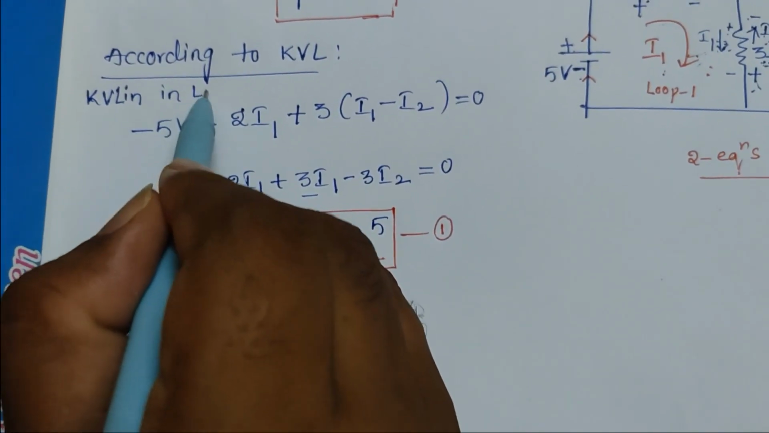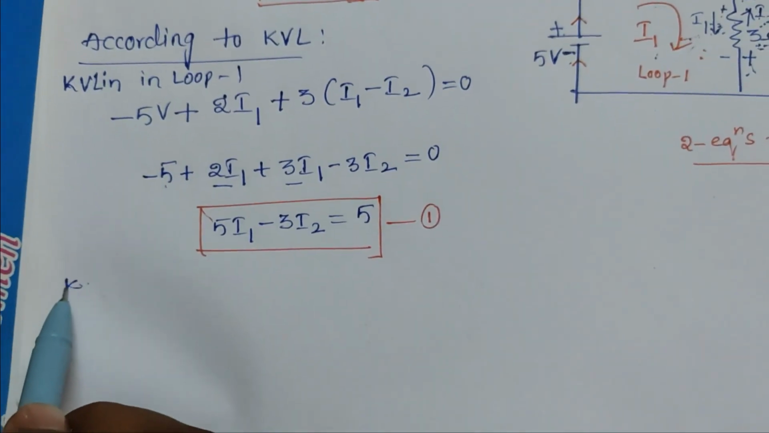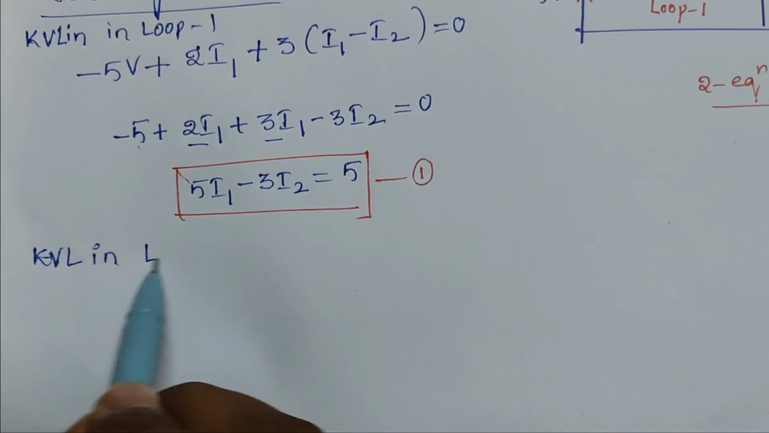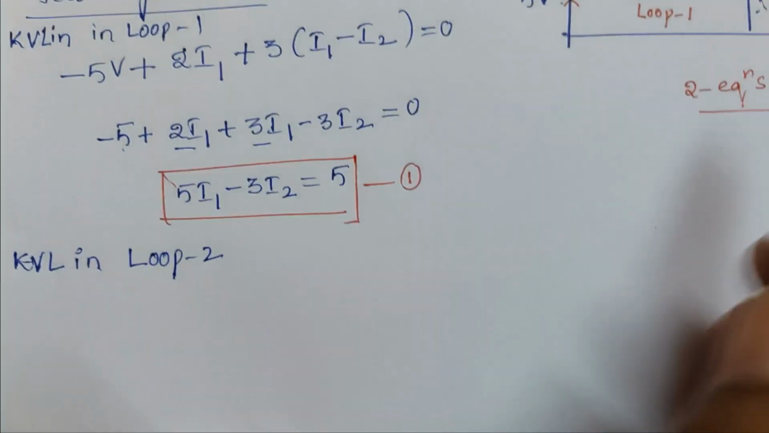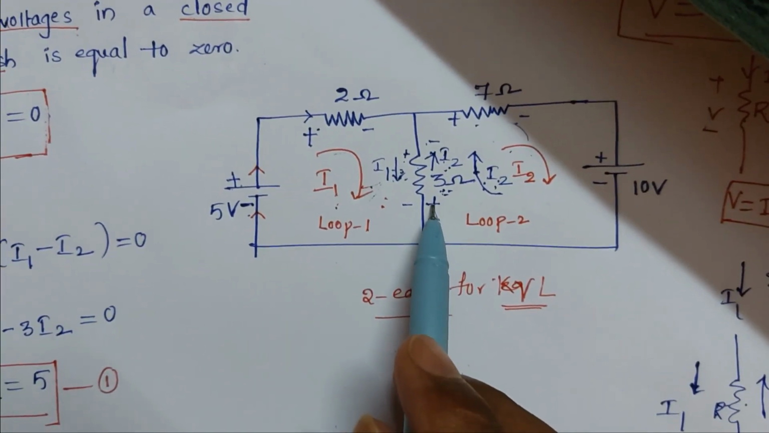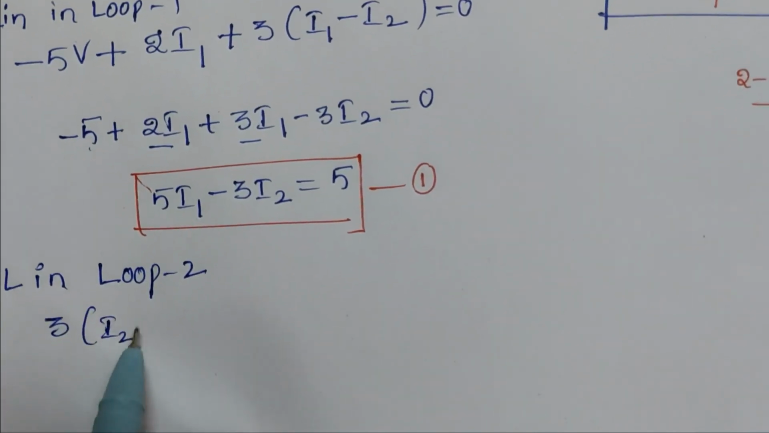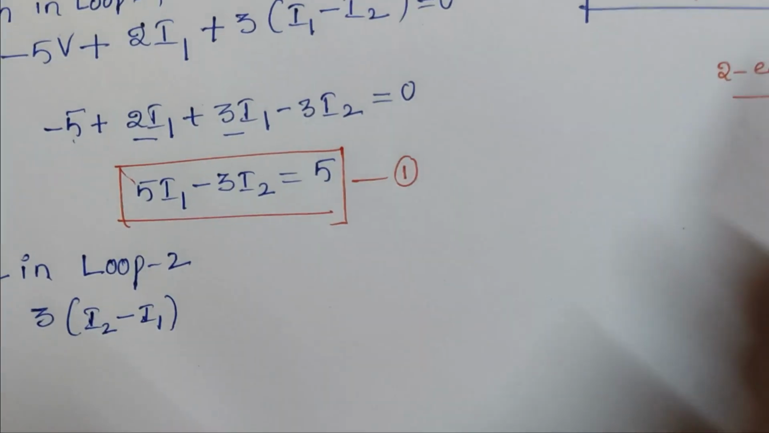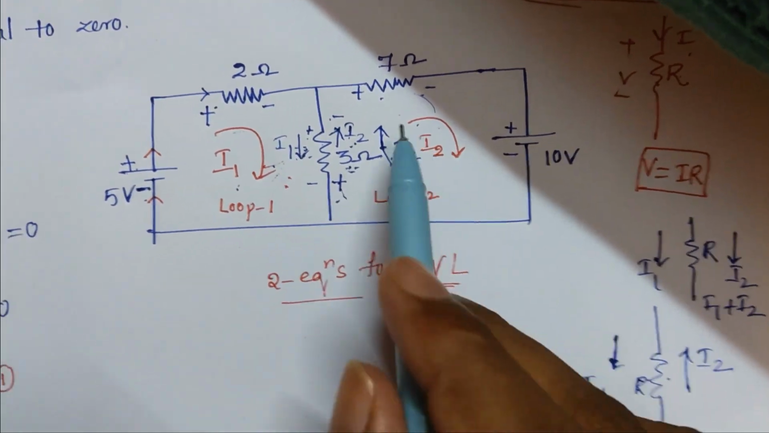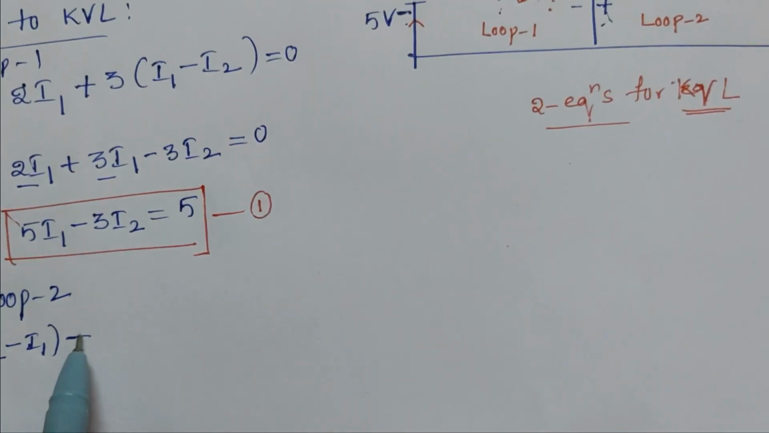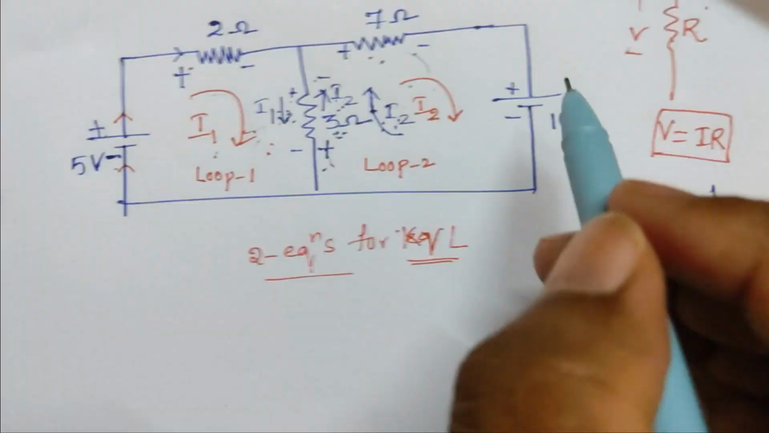KVL in first loop, loop number 1. KVL in loop number 2. Okay, that will be 3 into I2 minus I1, because I am writing I2 first since we are writing with respect to the second loop. Plus 7 into I2 plus 10 volts.